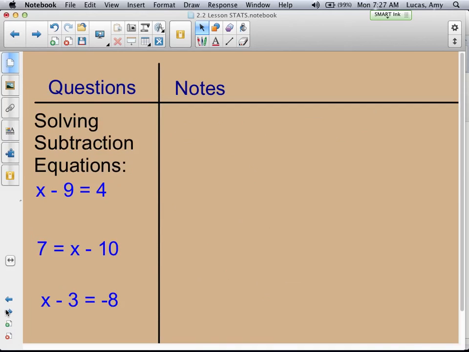Now, subtraction equations. All three of the first ones were addition equations. Now we've got some subtraction equations.